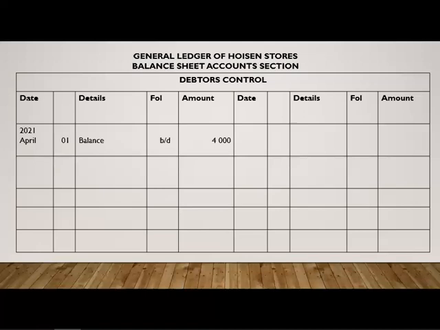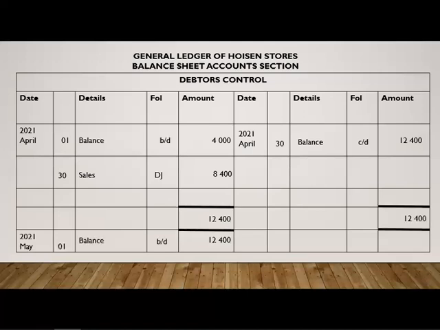So I will have 30, which is the end of the month. I'll have sales, which means that we sold goods on credit. It will be GJ, and the selling price of those goods will be 8,400. This will be a financial position account. Since it's a financial position account, it will have balance carried down, which will be 12,400. We just balance it all, okay?